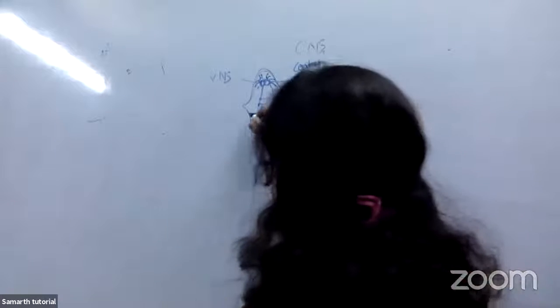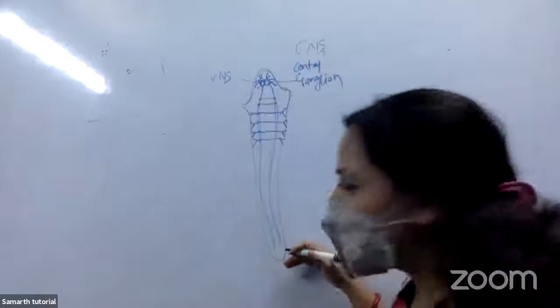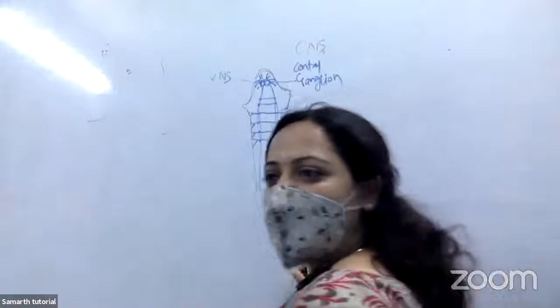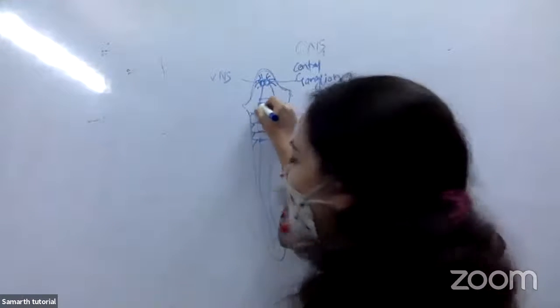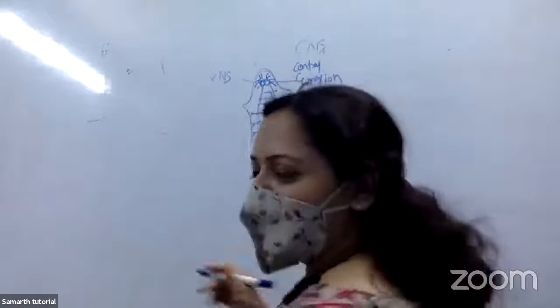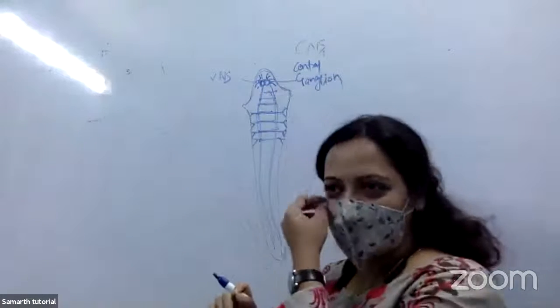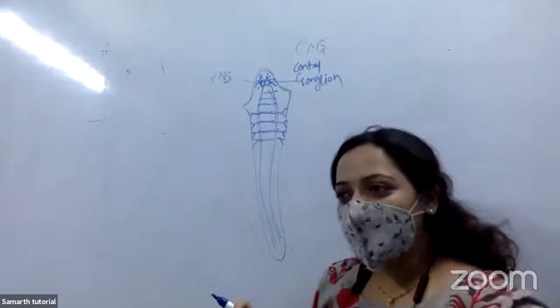Because of this, the nervous system of the entire animal looks ladder-shaped. These are the steps of the ladder, and this is the entire structure of the ladder. So that is why this nervous system is called a ladder-like nervous system.